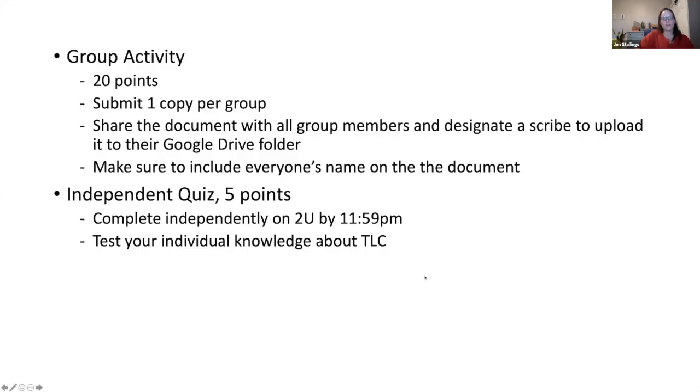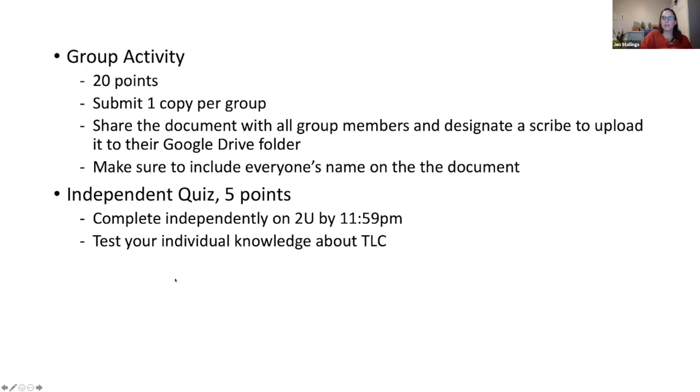And then that's it. The group activity is 20 points, and you submit one copy per group. I think the best way to do it is to create a Google document, and one person or all of you can be typing, but designate one person to upload it to their Google Drive and share the document with all of you. I only want each group's document in one person's Google Drive, so there aren't multiple documents I have to skim through. So one person uploads your document to their Google Drive, shares it with all the members, and make sure to put everyone's name on the document as well.